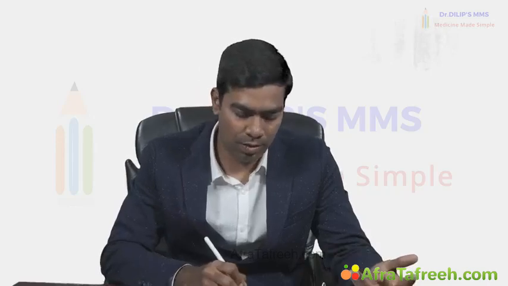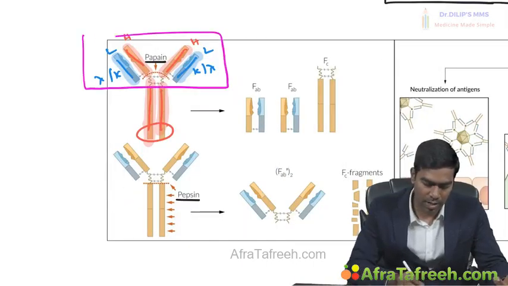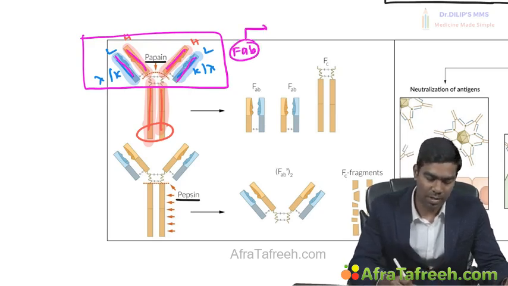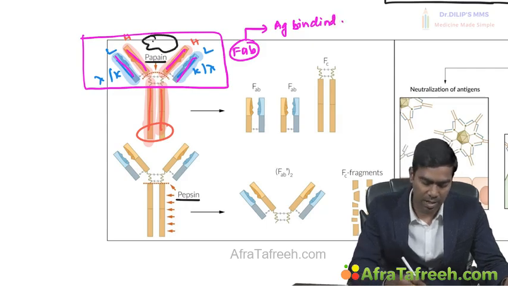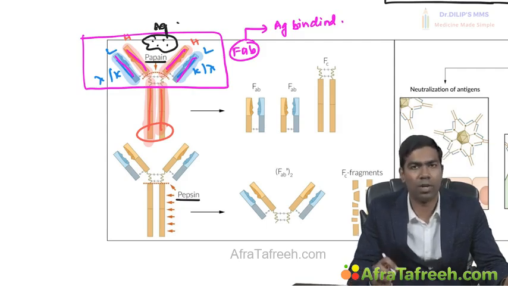At the same time, if you break the immunoglobulins functionally, you can break here at this point, where you can tell that these two areas are what we refer to as Fab regions. These Fab regions are the ones which are going to bind the antigens. These are the antigen binding areas. This is what we call Fab.